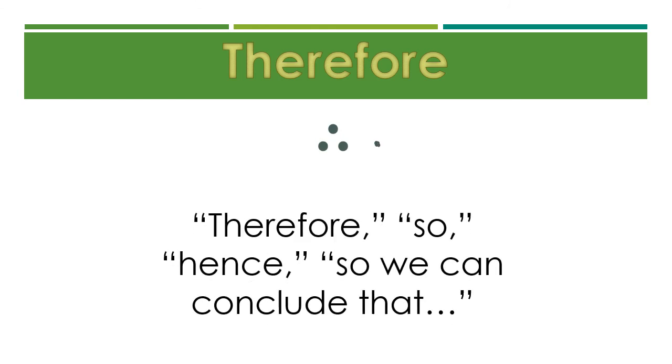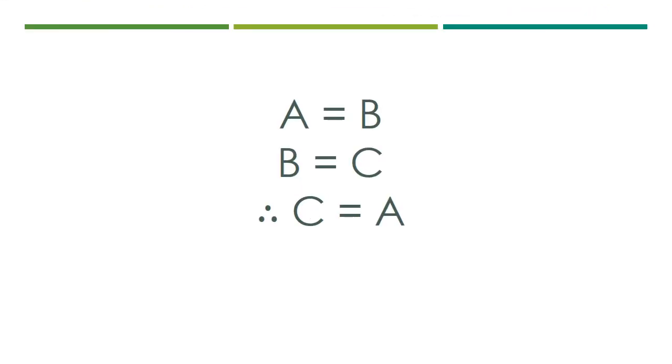These three dots right here mean therefore, and they work very well in geometry and in philosophy. Whenever you're writing, you've made so many good points, so many facts, and then towards the end you'll say, therefore, blah blah blah blah blah. This is my point all along. A equals B, B equals C, therefore C must equal A.